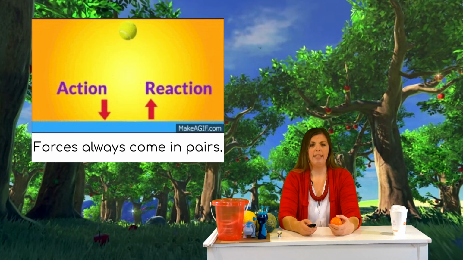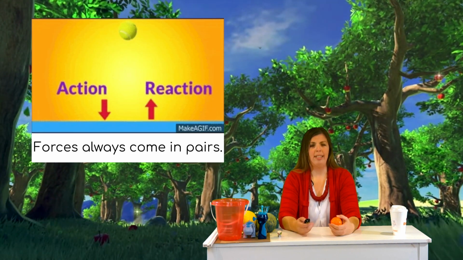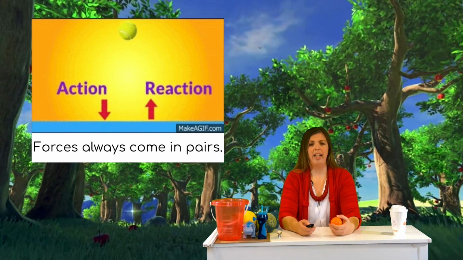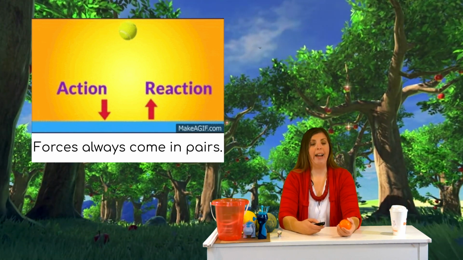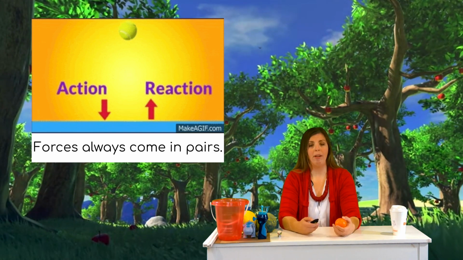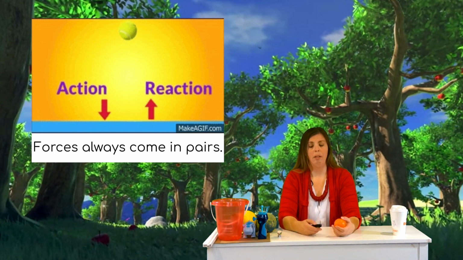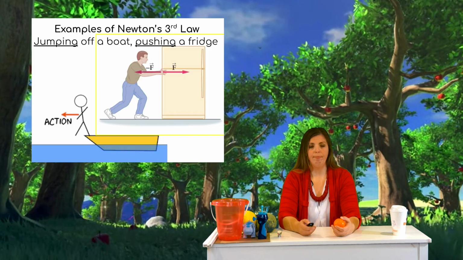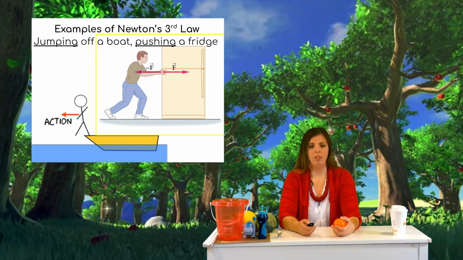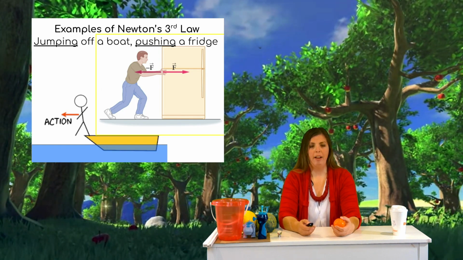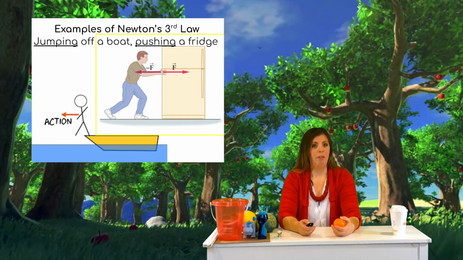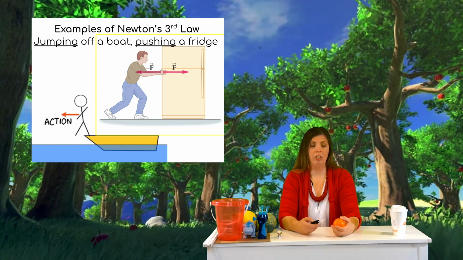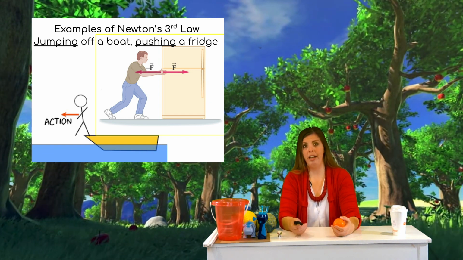And here's a nice example just showing the ball bouncing down, hitting, it looks like a rubbery surface. The rubbery surface is going to react to that action of the ball bouncing on it, and the ball bounces right back up. Here's some other examples of Newton's third law. We have one person who is trying to jump off a boat. The person goes one direction, the boat goes the other.